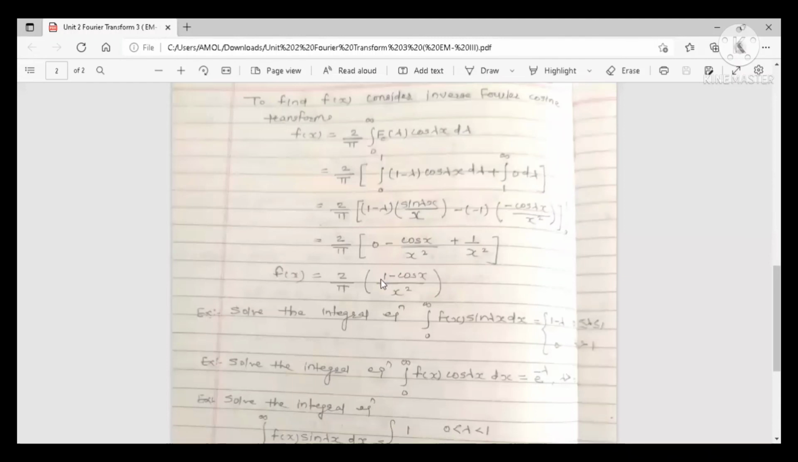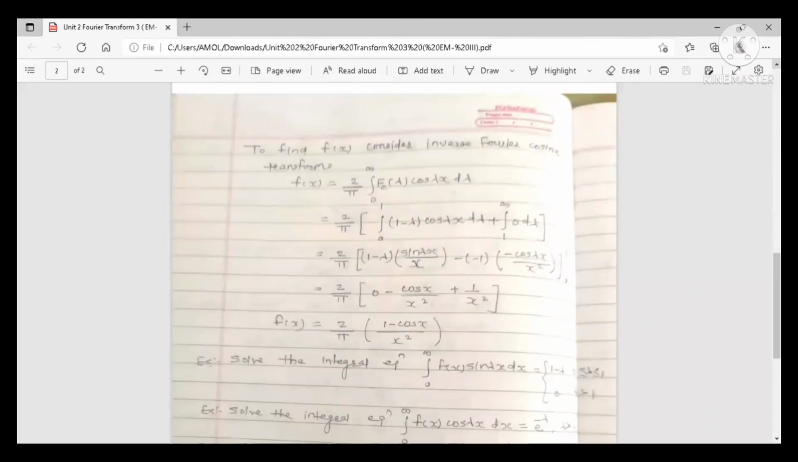And here f of x is equal to 2 upon pi as it is. Now the denominator is the same here, x square, so we can add the numerators. So 1 minus cos x upon x square. So the function is f of x equal to 2 upon pi in the bracket, 1 minus cos x upon x square. So this is the solution for the integral equation. To solve an integral equation means the Fourier transform is given, either cosine transform or sine transform, whichever you can identify easily from the given equation, and you just have to find the inverse Fourier cosine transform or sine transform.